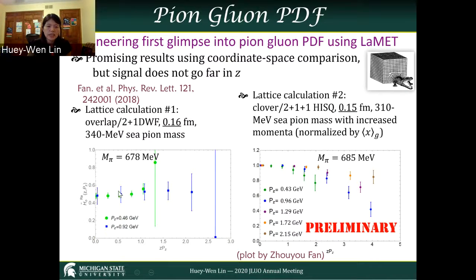In 2018, we had this very noisy data. We could not go very far in zP_z, and that limited how we could extrapolate the gluon PDF. We have been working on improvements, and my student JLUO fan, and we are able to extend that a little bit. So stay tuned, we will have more results.